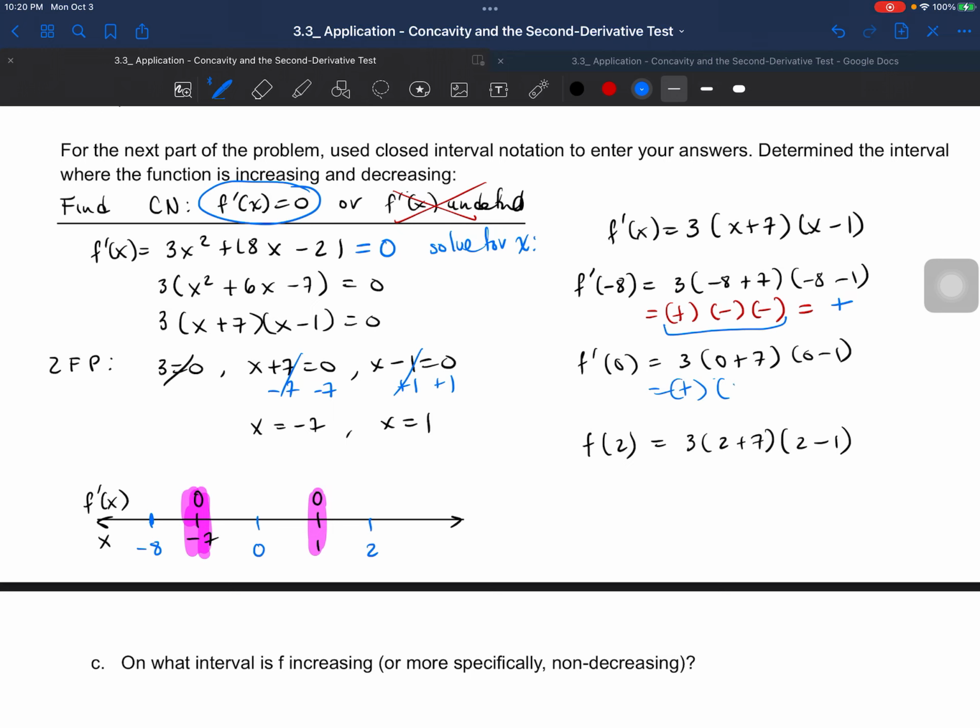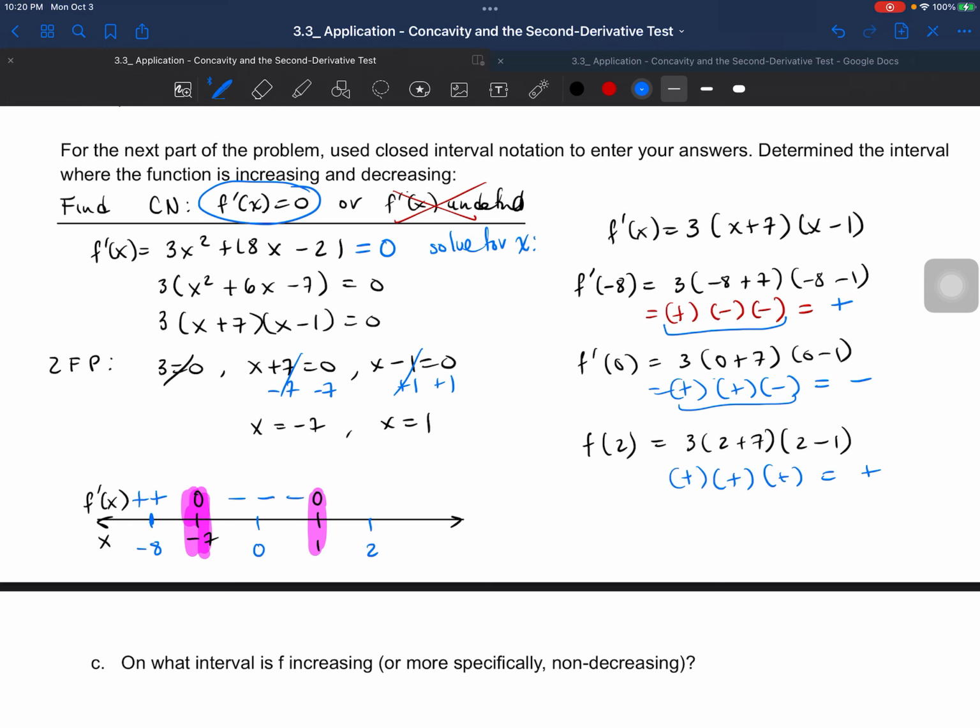This is going to be a positive. 3 is a positive. 0 plus 7 is a positive. 0 minus 1 is a negative. So here we have an odd number of negative numbers in the product, so this will be a negative number. 3 is a positive number. 2 plus 7 is a positive number. 2 minus 1 is a positive number. So we get a positive number as well.